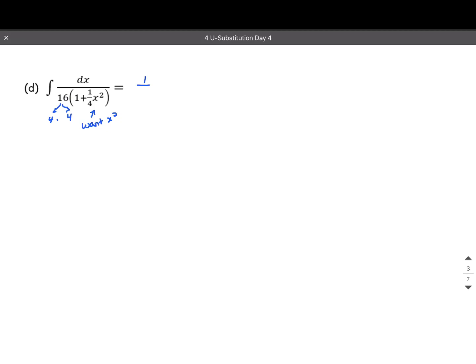So if we pull out one of the 4's as a 1/4, because it's in the denominator, times the integral of, that leaves us with another 4 times this 1 plus 1/4 x squared dx. And if we multiply that 4 through, we have in the denominator 4 plus x squared. Now the 4 is our a squared, so a is 2. Now I keep the 1/4.